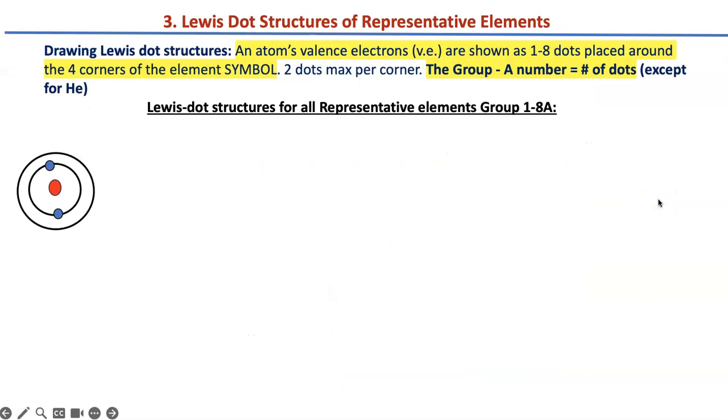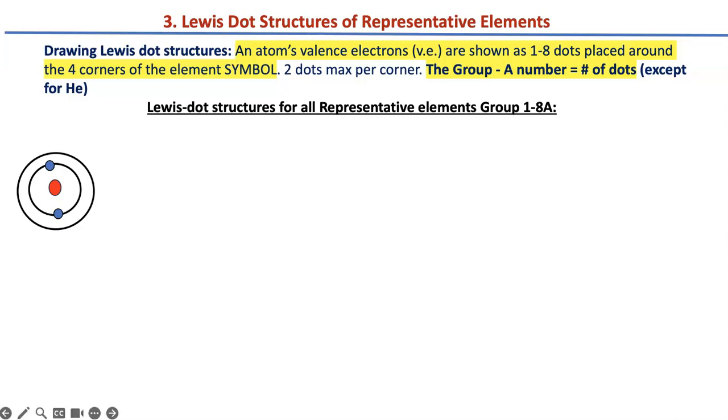Next up, let's figure out how to draw Lewis dot structures representing these elements. When you draw Lewis dot structures, you just represent the valence electrons with dots. Each electron in the valence shell is shown as a dot. And for my chemistry course, you only have to draw Lewis dot structures for group A elements. You put a maximum of 2 dots on each side.